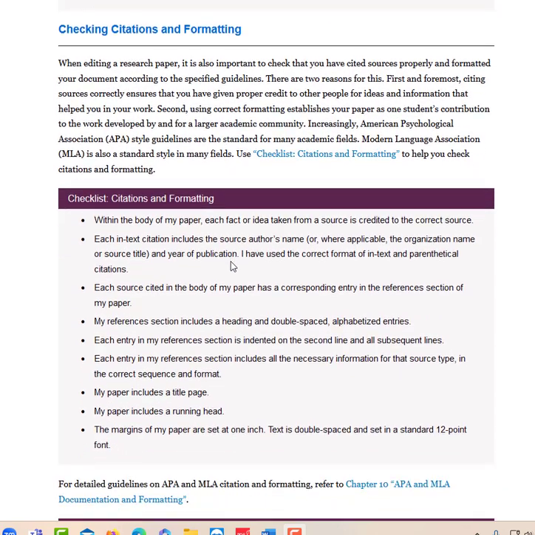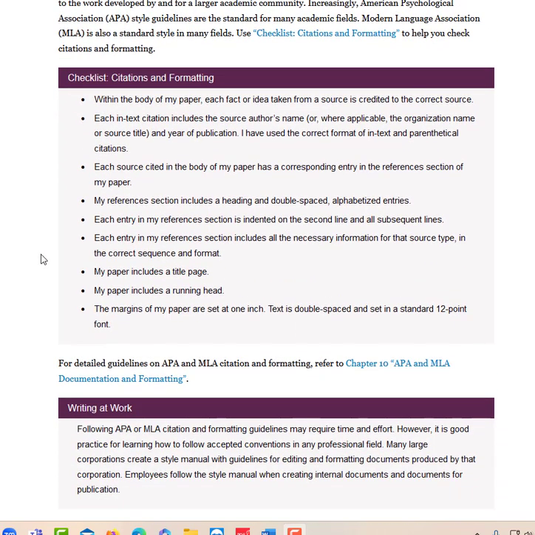And so when editing a research paper, it is important to check that you have cited your sources properly and formatted your document according to the specified guidelines to avoid plagiarism. And so here is a guideline to make sure that you did the correct APA or MLA formatting. Within the body of my paper, each idea taken from a source is credited. Each in-text citation includes the author's name and the date, and each source cited in the body of my paper has a corresponding entry in the reference section.